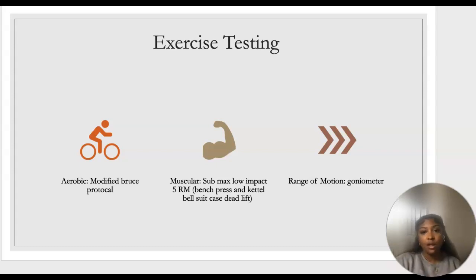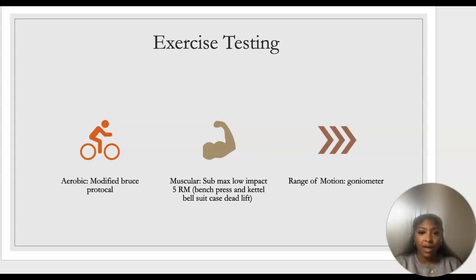For muscular, I decided to do a submax low impact, so 5 RM. And this is just because she has little to no experience with weight training, so I didn't expect her to be able to go to that much because she's also not familiar with form, and her alignment of her back can also be a variable depending on that.